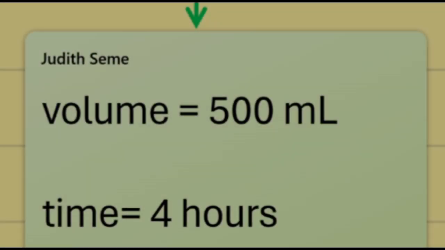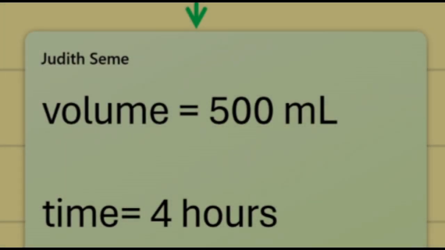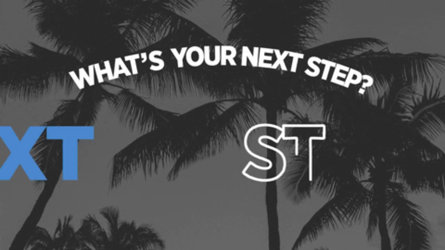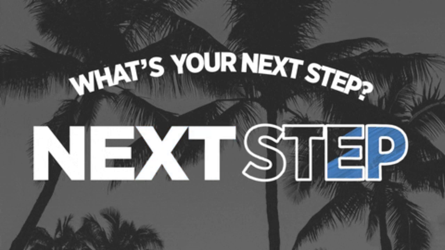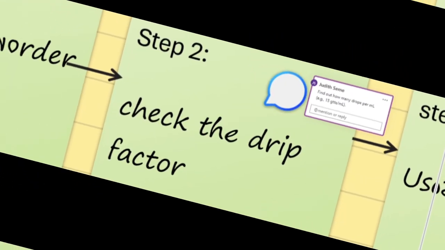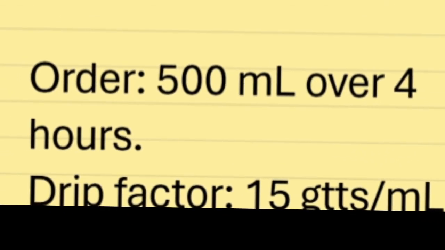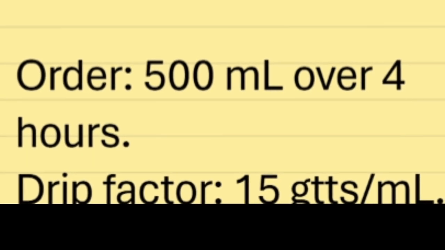First things first, you want to know your order. You're given the volume, which is 500 milliliters, and to be infused over 4 hours. That's step one. We're going to go into step two, where now you have to check your drip factor. Your drip factor is 15 drops per milliliter. It's very important that you are mindful of the units that you are provided in the question so that you know exactly what to work with.